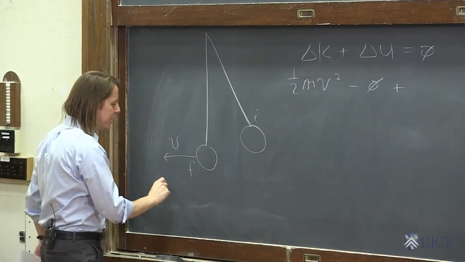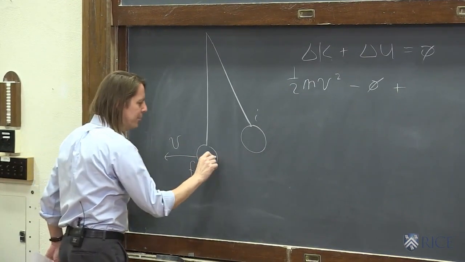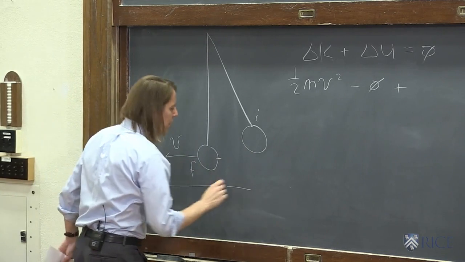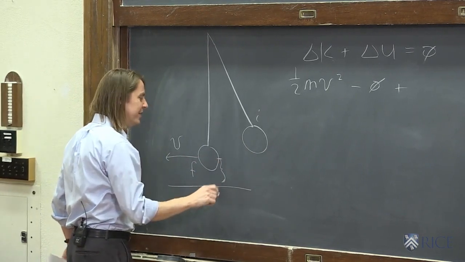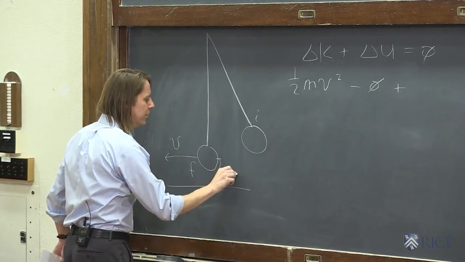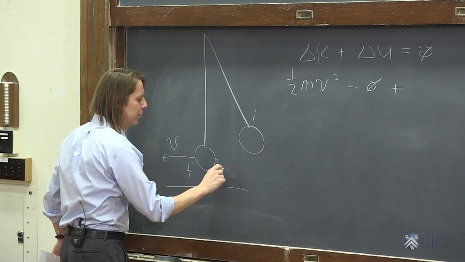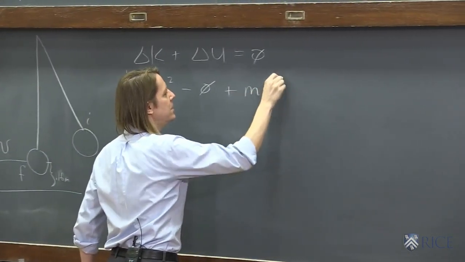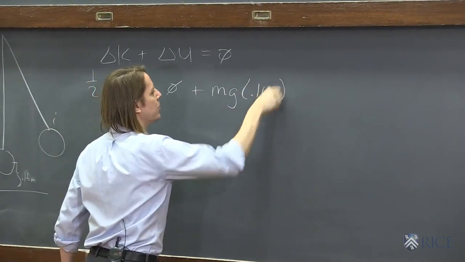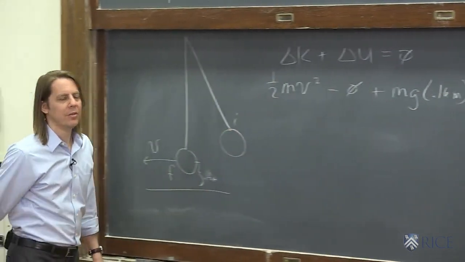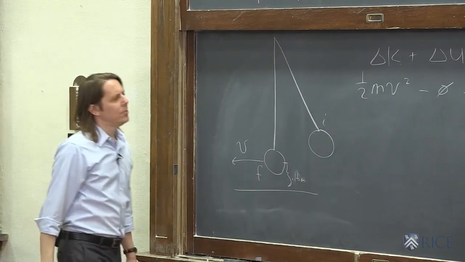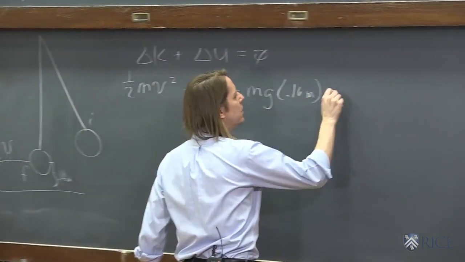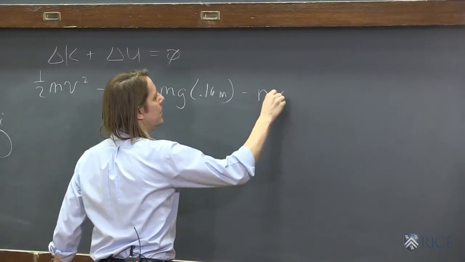And I've already measured the height of the center of the bowling ball above the ground, or above the table, is 0.16 meters. So this one would be mg times 0.16 meters. We'll just use the y position above the table. Let's see, that's U final minus U initial is mg.